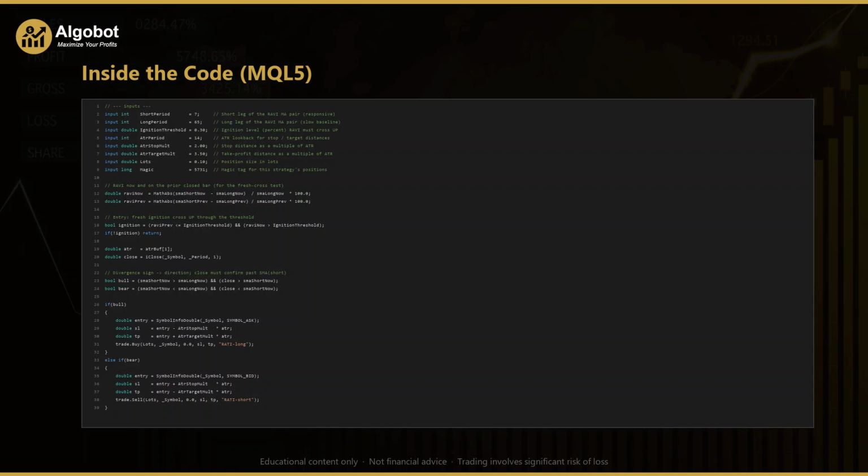Just below, you can see RAVI being computed for the current bar and the previous bar: the absolute difference between the short and long averages, divided by the long average, times 100.